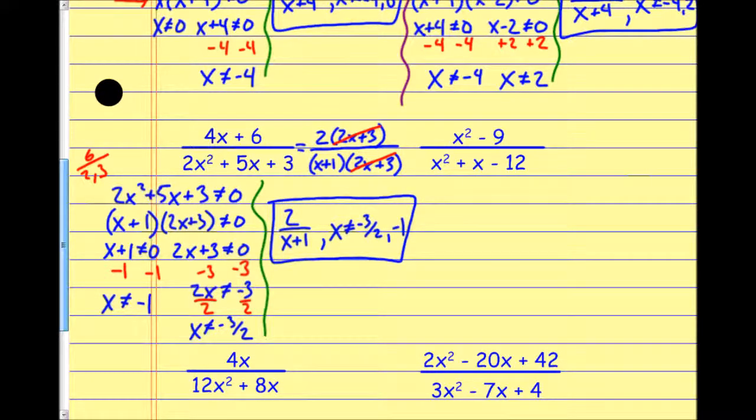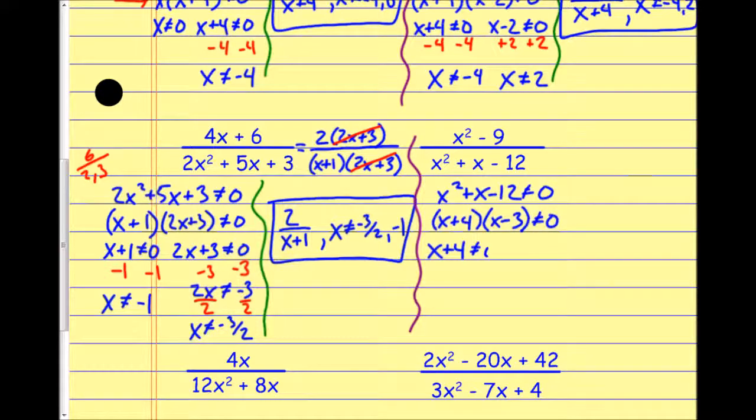Same thing with the next one. I start with this denominator, the x squared plus x minus 12 cannot equal 0. I solve it by factoring. This is going to factor into an x plus 4 and an x minus 3. And I set each factor not equal to 0. And I solve each. Over here I'm subtracting the 4. Over here I'm adding the 3.